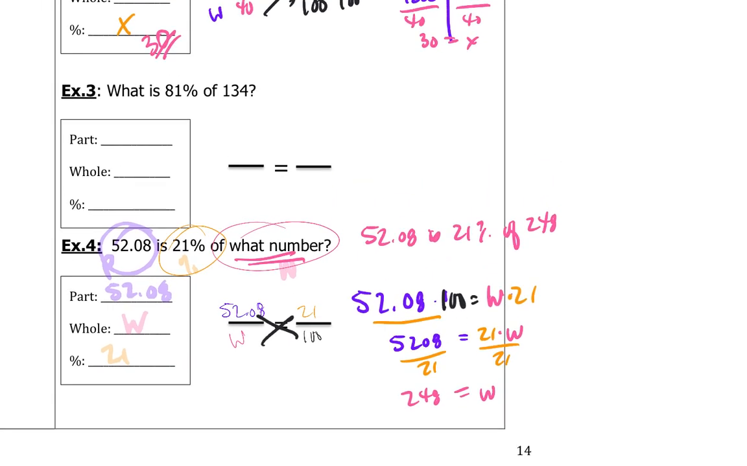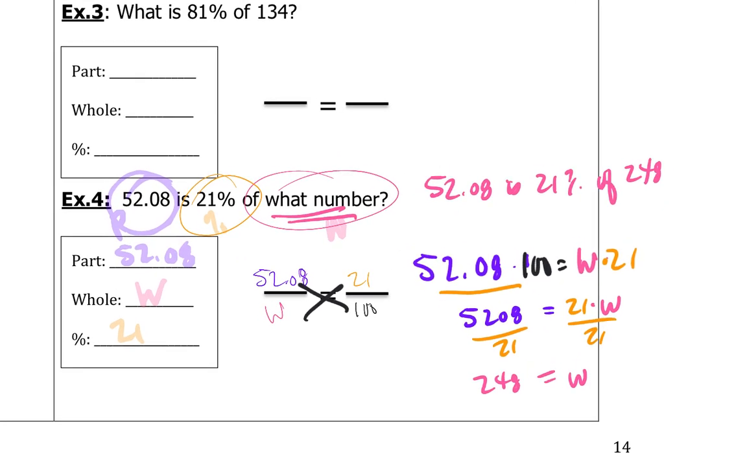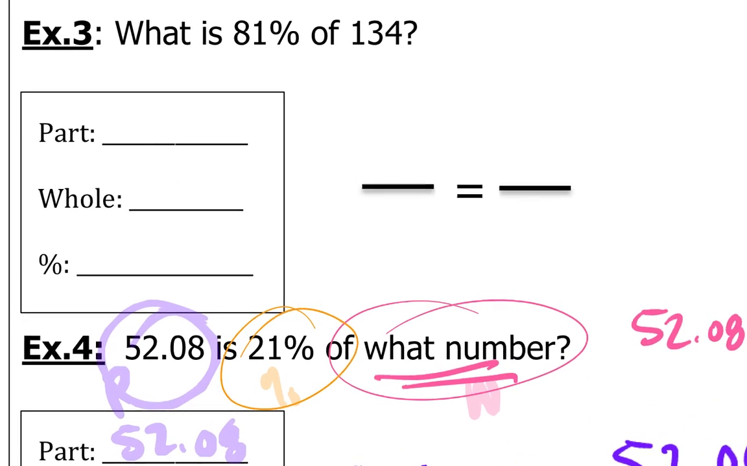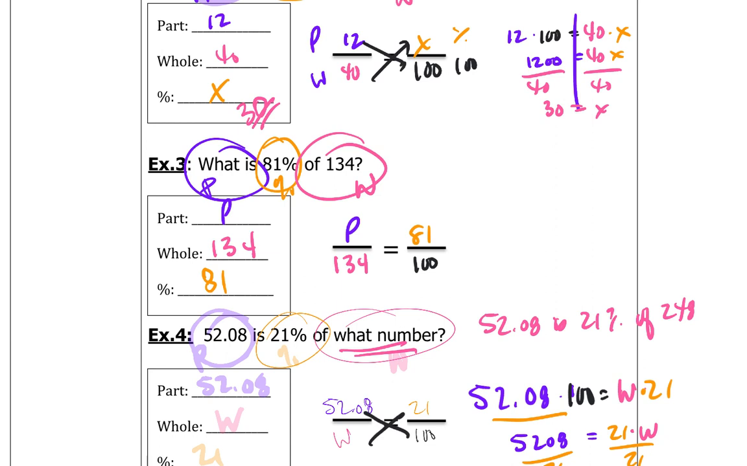All right, well, you do this one now. Let's see if you can set up the proportion. And then once you set up the proportion, can you solve it? Go. Don't forget to label your parts, whole and percent. Okay, that should be your proportion. You should have labeled the part, the percent, the whole, because you want to be careful, right? Now go ahead and solve your proportion.